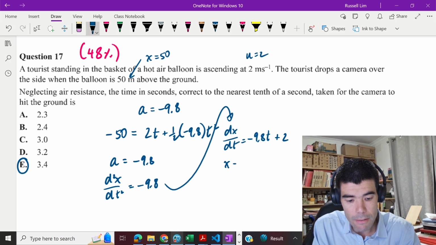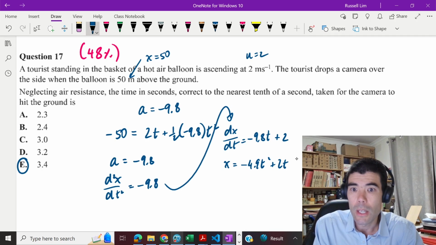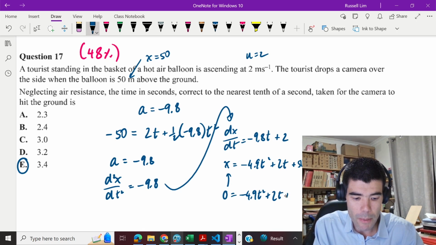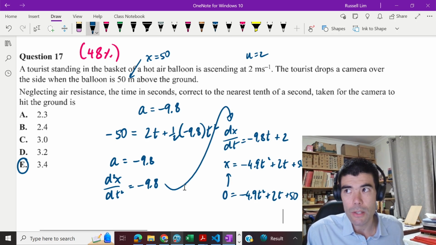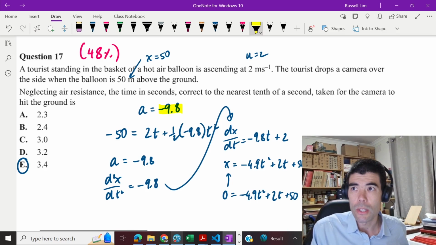Then we anti-differentiate again, and we'll get negative 4.9t squared plus 2t. If we say plus 50 and then solve for when x is equal to 0, we'll get the same thing. Okay, but why not just use the constant acceleration formula, because acceleration there is constant.